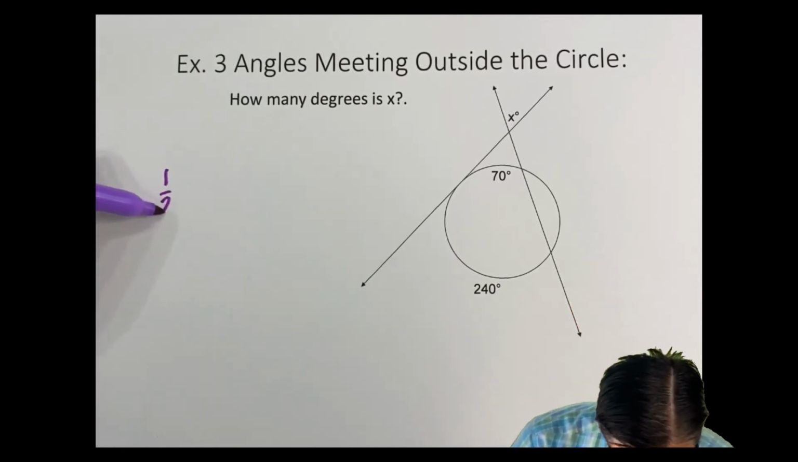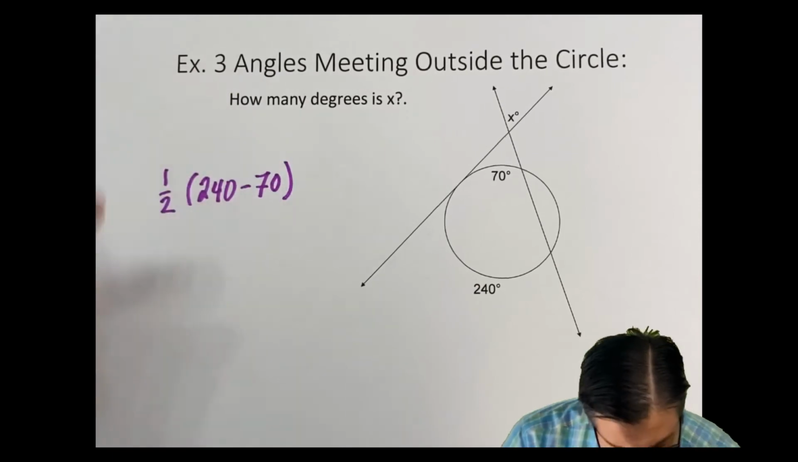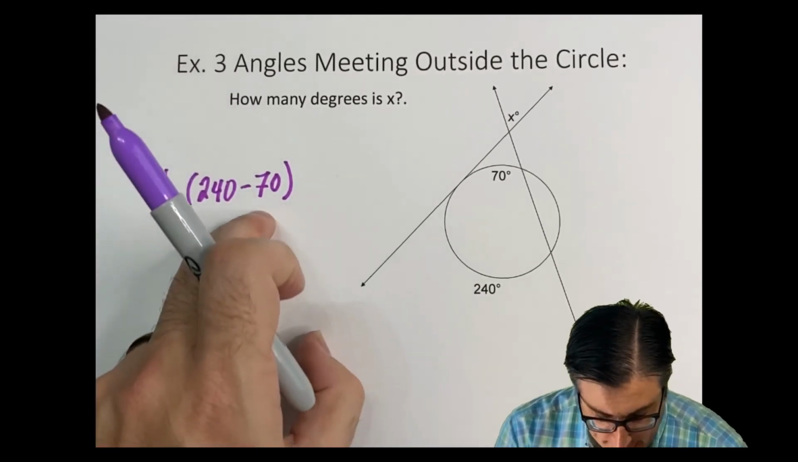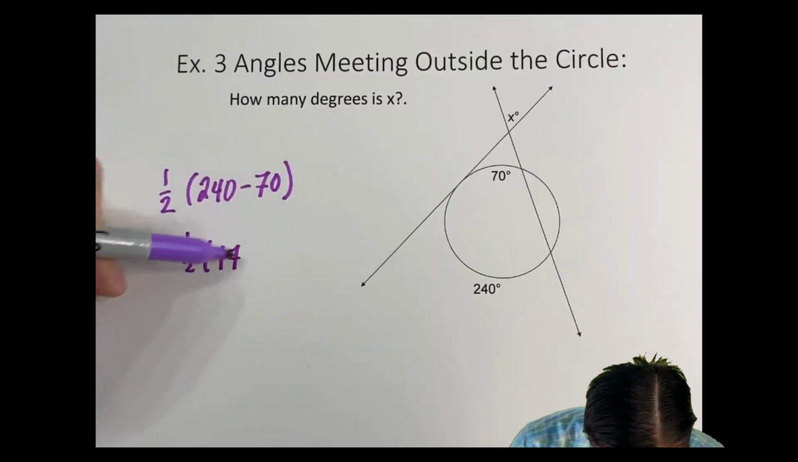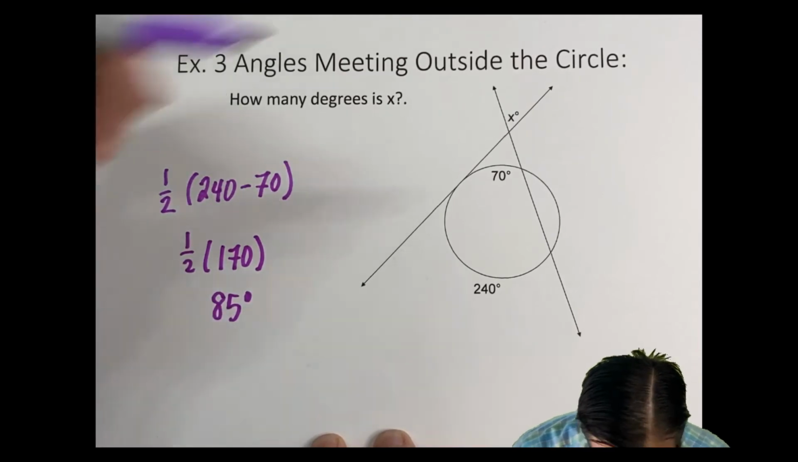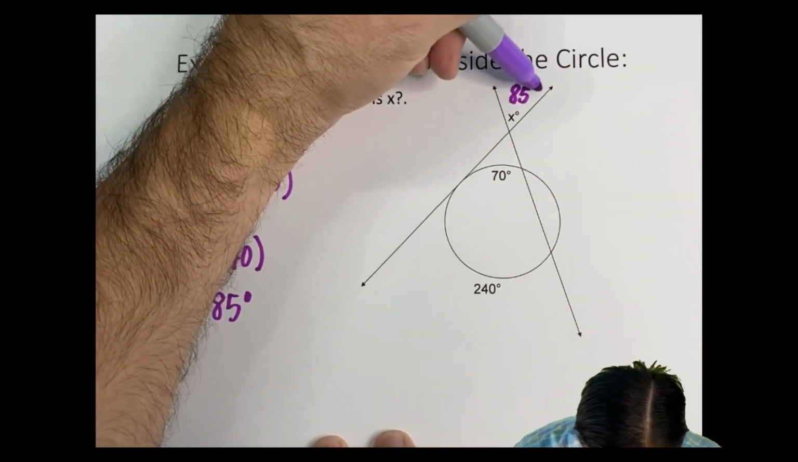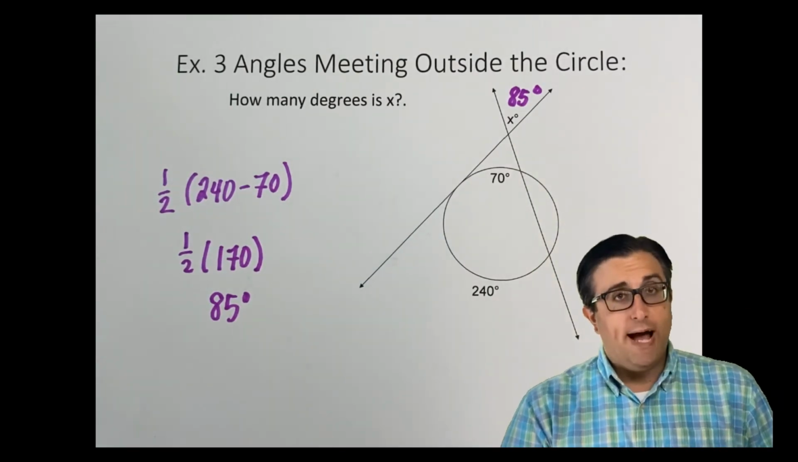So it's 1/2 bigger arc minus smaller arc. 1/2 big arc minus small arc. 240 minus 70 is 170, and half of 170 is 85 degrees. So this angle out here is 85 degrees. When the secants meet outside, subtract, then divide by 2.